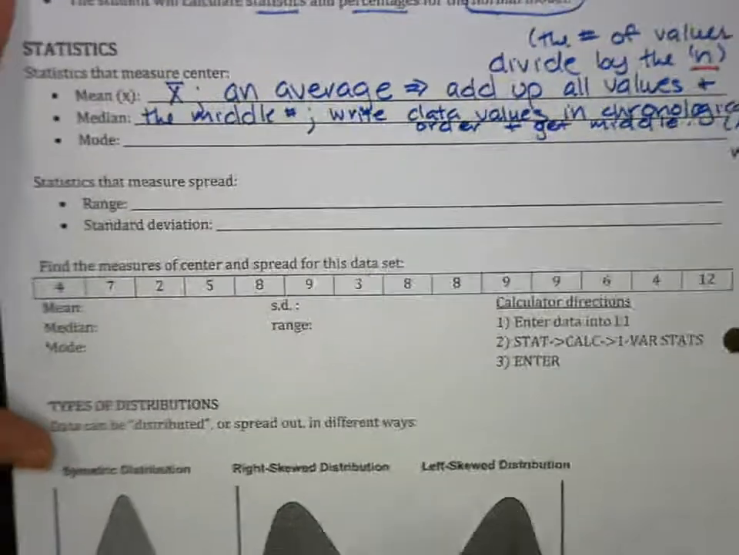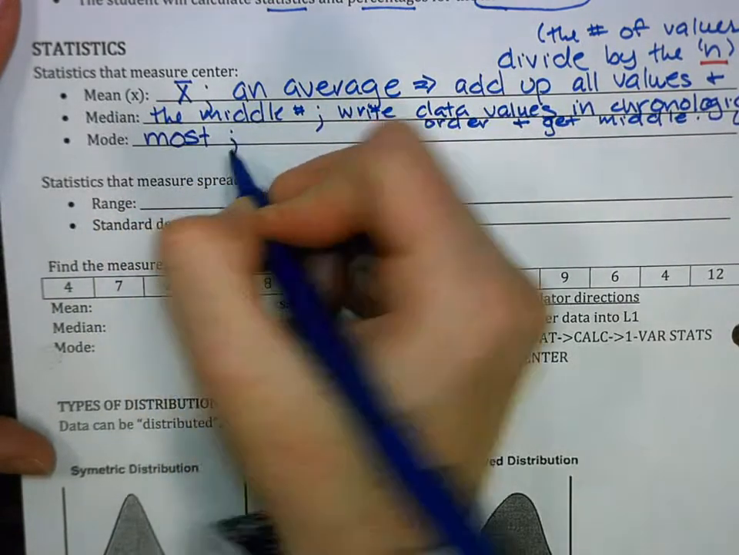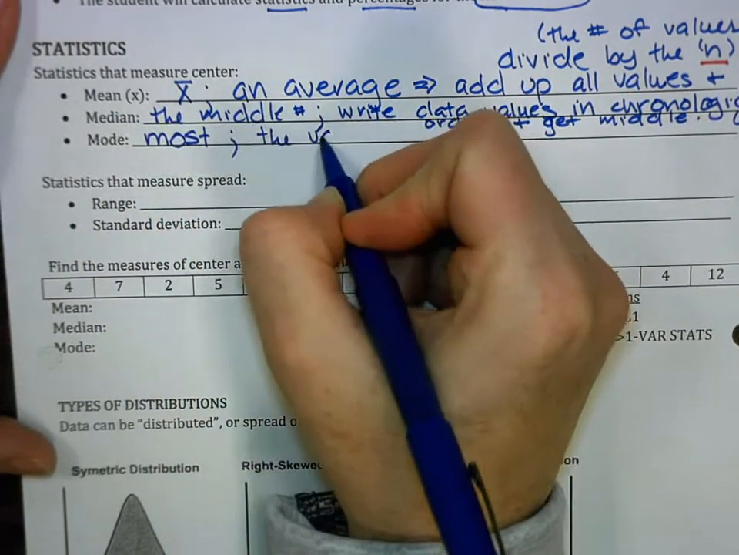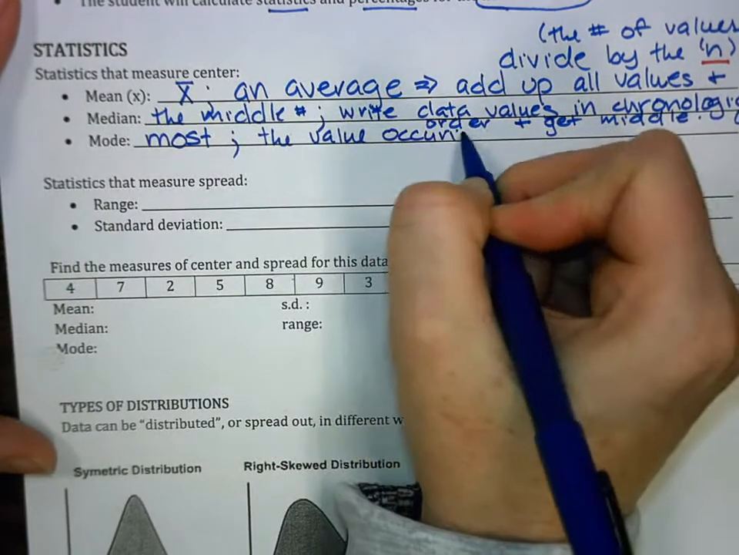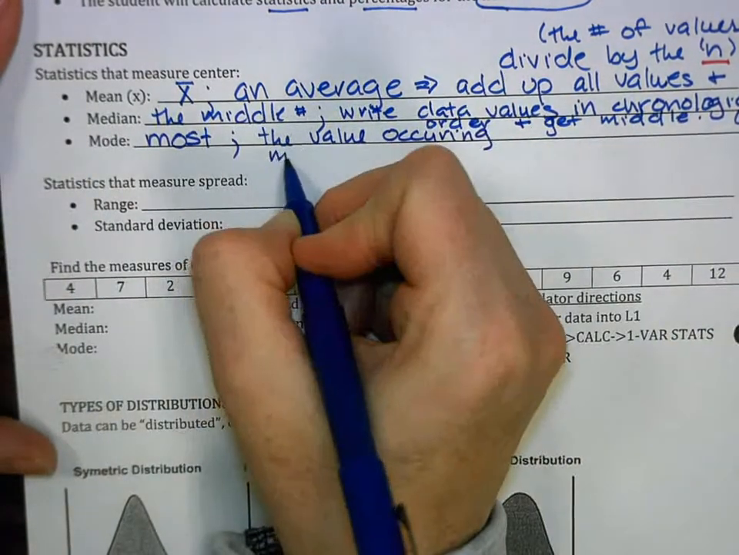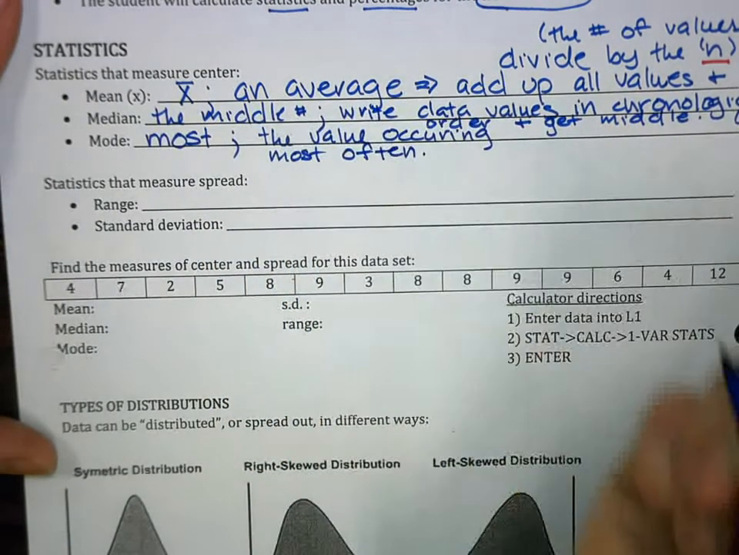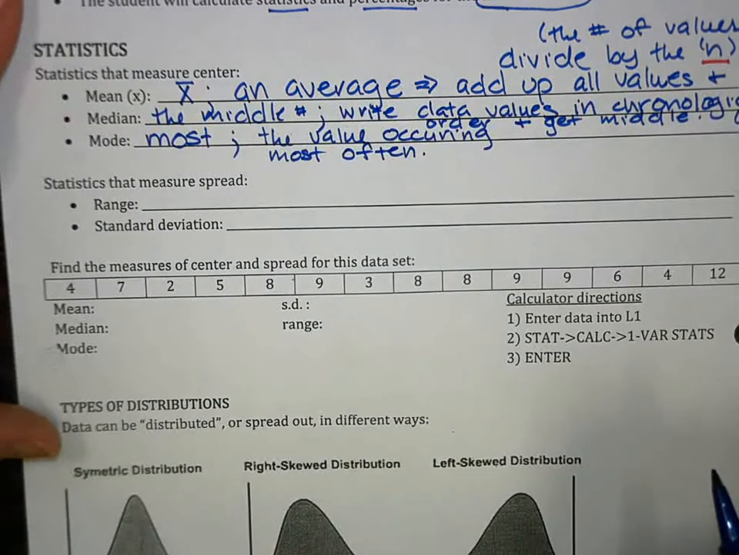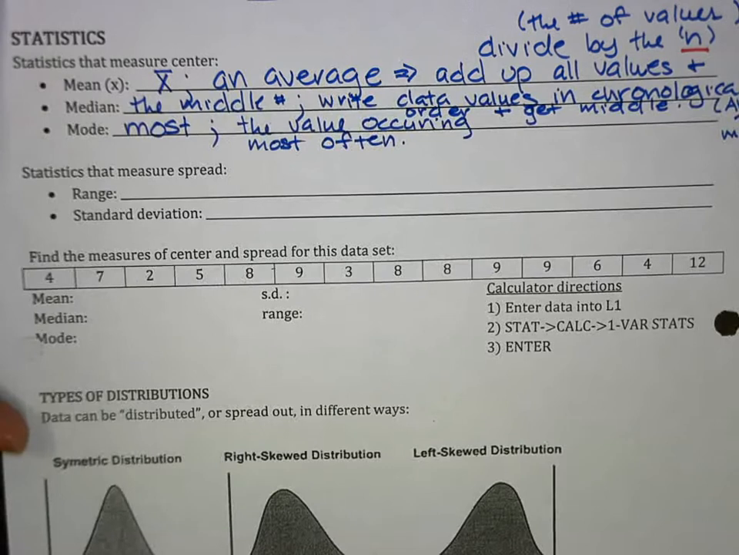All right, mode. Mode is most. So that's what it is. It's the value occurring most often. And we get the value for mode by looking at the data. It's not in the calculator. You just have to look at the data and say which of these occur most often.